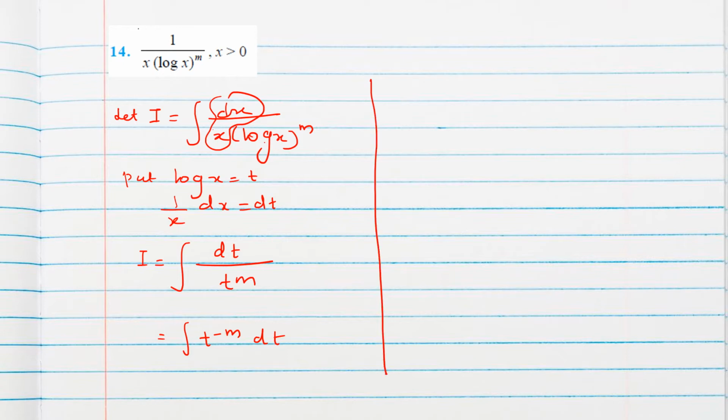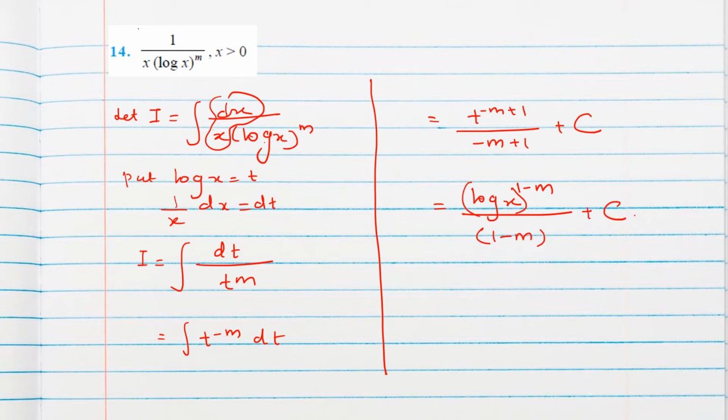Now the power rule we can use: add 1 in the power, divide by the same power. So t means what? Log x. Power minus m plus 1, or we can write 1 minus m, plus c.